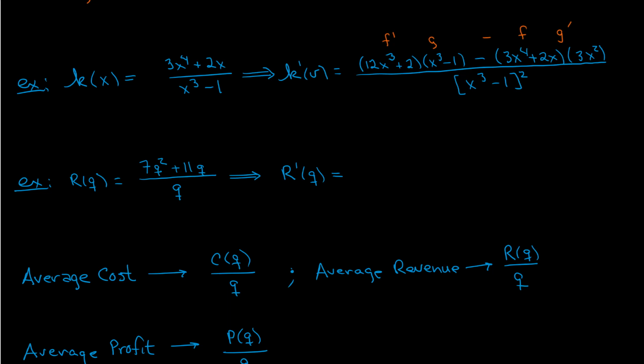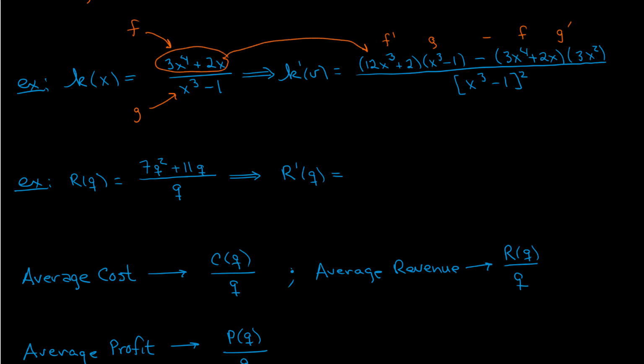Take a look at this second one here, now at the top of the screen. We have this (3x to the fourth plus 2x) divided by (x cubed minus 1). Okay, I'm going to label the stuff on the top as f. The stuff in the denominator is g. I've already laid out the rule. It's f prime g minus f g prime. There we go.